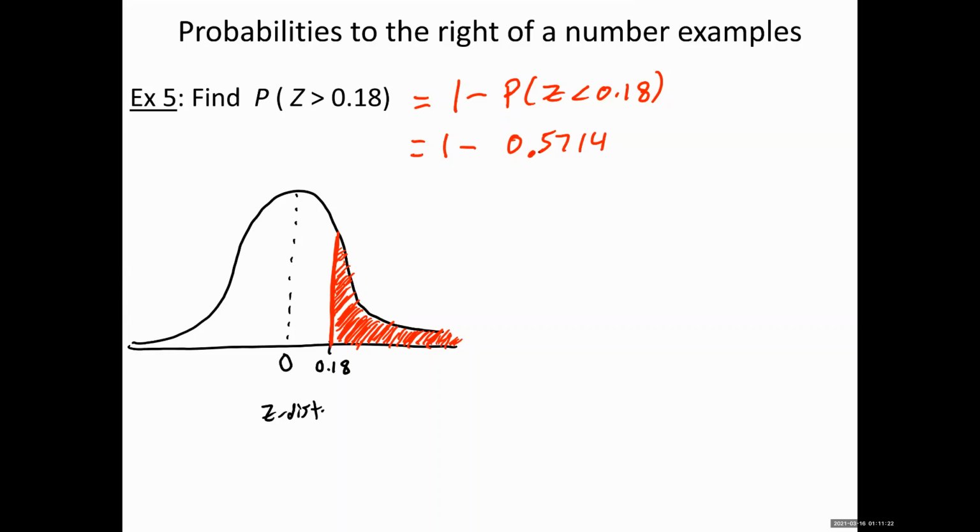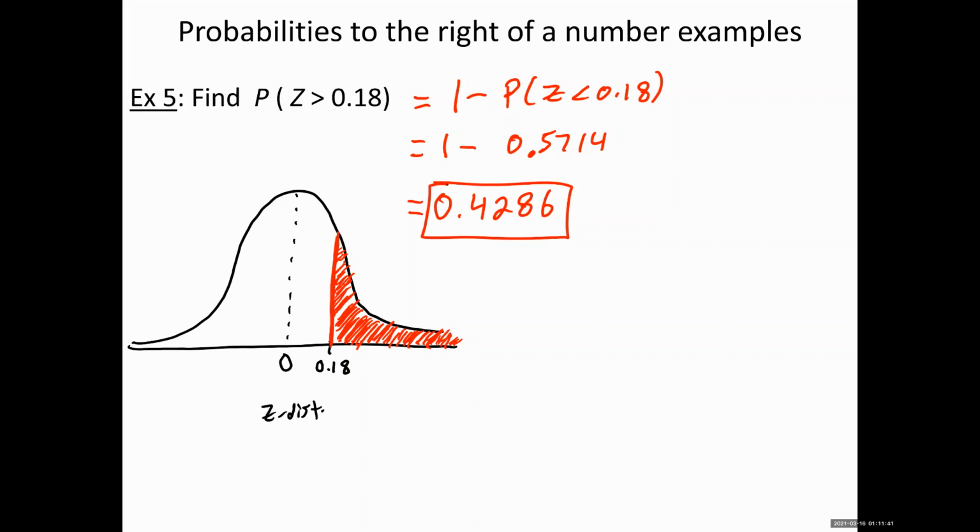Then you just do 1 minus that. And we do 1 minus that, you get 0.4286. That's example 5. That's how you do greater than problems. Any questions on greater than problems?